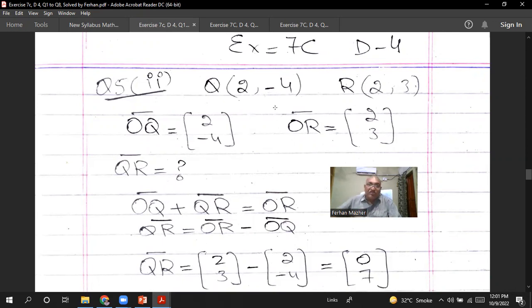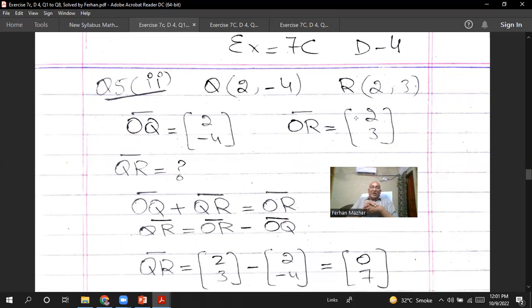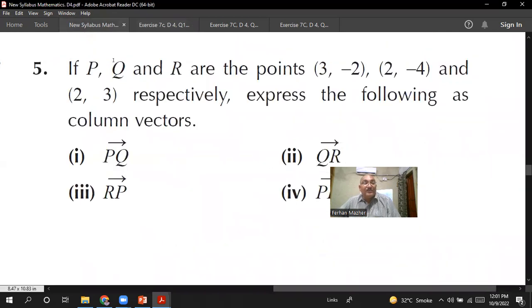So the formula for the position vectors for QR: because Q is the starting point, OQ will be written here. So OQ plus QR, R is the ending point, so equals OR. So QR will be equal to OR minus OQ. Simply put the values there. The OR is (2, 3), and the OQ is (2, -4). So 2 minus 2 will be 0, and 3 minus minus 4 will be 3 plus 4, and that will be 7. So the column vector of QR will be (0, 7). So hopefully you understand this. This is the use of the position vectors.